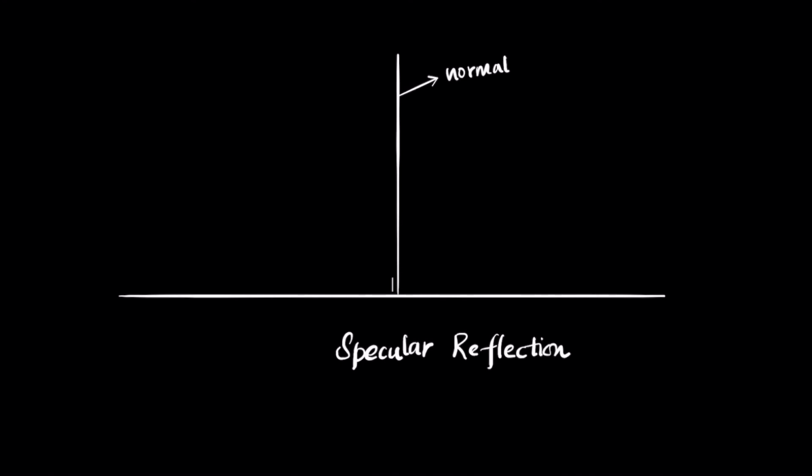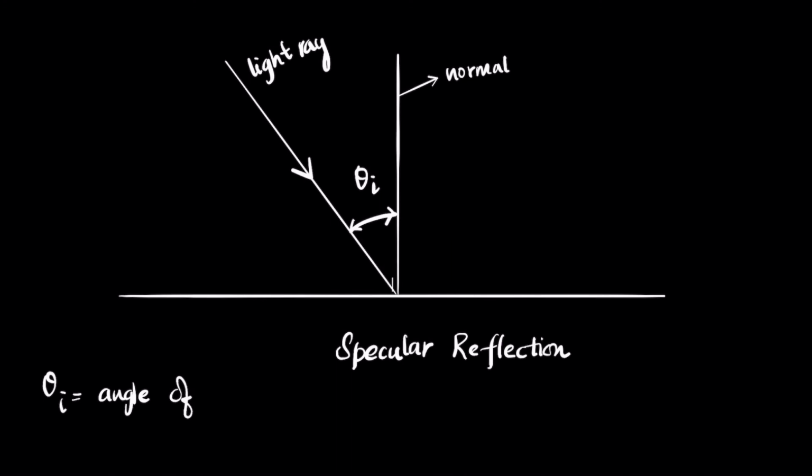Now, let's consider a light ray that comes towards the center and hits the surface. The angle between the light ray and the normal is called the angle of incidence. This theta i is the angle of incidence. The light that is entering is called the incident ray.